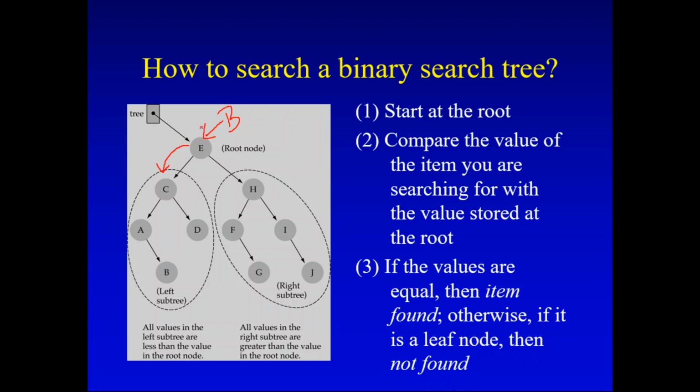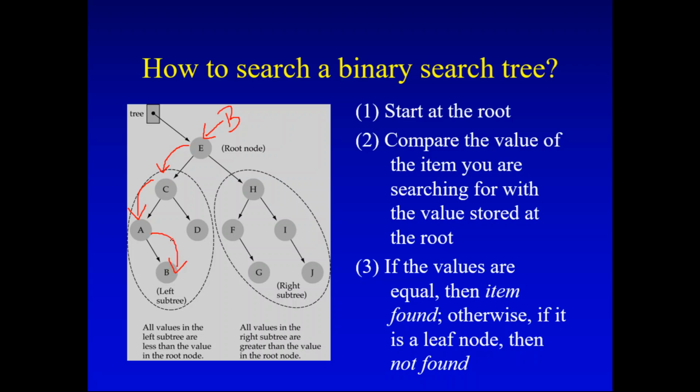Left child is C. Is C equal to B? No. Is B less than C or greater than C? B is less than C. So again go to the left child. Left child is A. Is A equal to B? No, A is not equal to B. So again check whether B is less than A or greater than A. B is greater than A. So go to the right child of A. Right child of A is B. So you have found it.